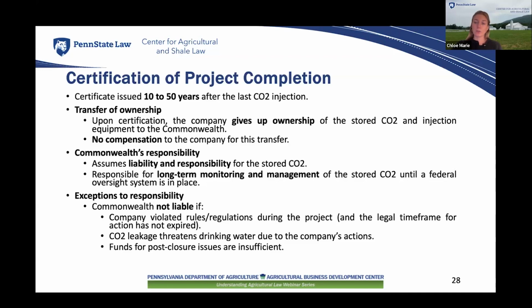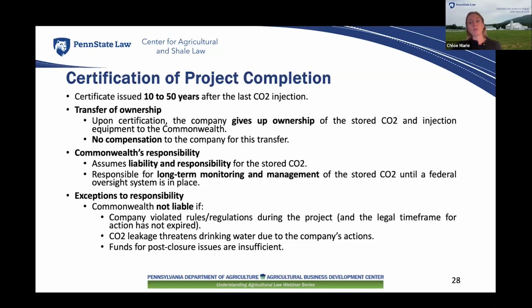When the certificate is issued, the company essentially gives up ownership of the stored carbon dioxide and the equipment used to inject it to the Commonwealth. This transfer occurs without any compensation to the company. Concurrently, the Commonwealth assumes responsibility and liability for the stored CO2. Furthermore, the Commonwealth is responsible for the long-term monitoring and management of the stored CO2 until the federal government comes up with a system for overseeing such activities nationwide.